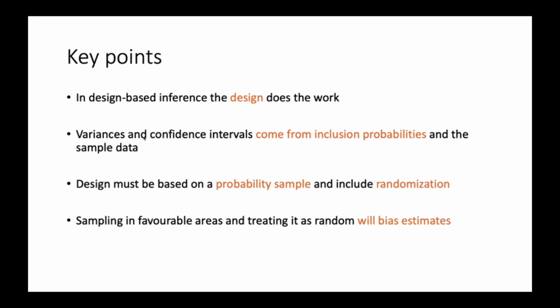Sampling in favorable areas, but then treating all sites as equally likely to be chosen, will bias the estimates. In later videos, we'll see how you can build in judgments about favorable areas, but for now, it's important to realize that if sites are treated as a simple random sample and equally likely to be chosen, then they really should be.